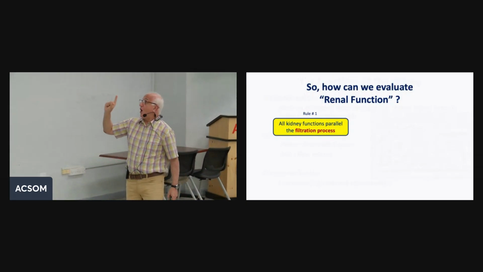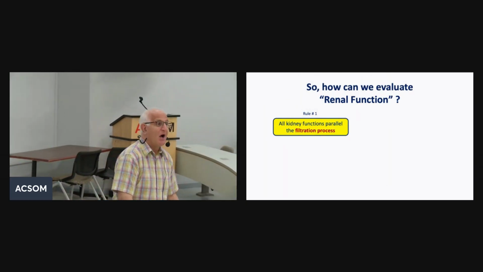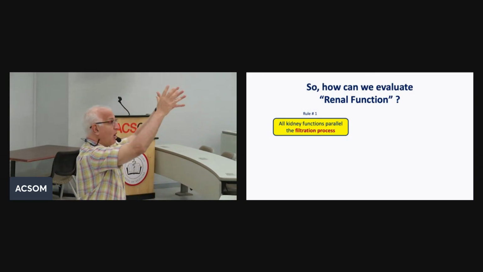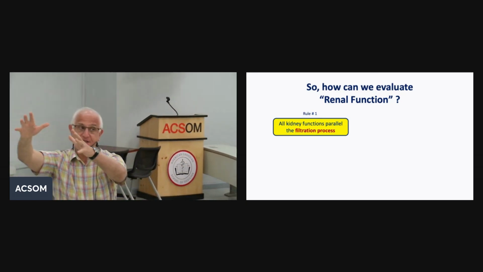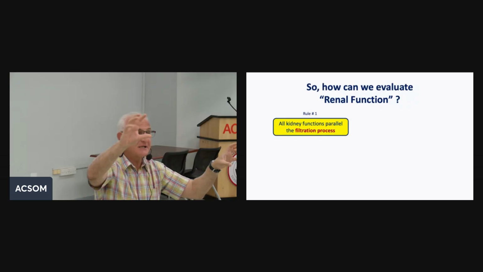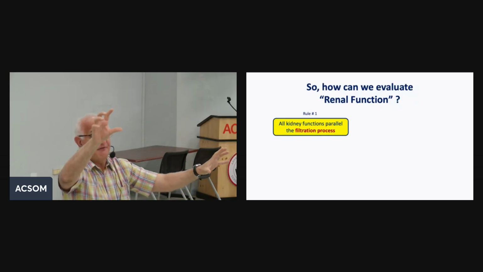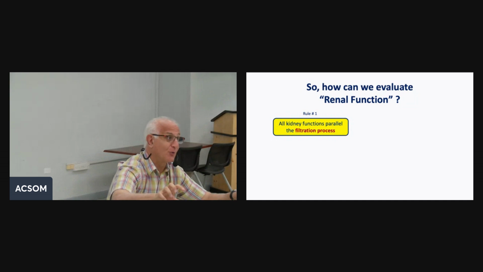Okay. How can we evaluate renal function? Rule number one: all kidney functions parallel the filtration. What am I saying here? I say, hey, these are all the list of the functions that a kidney has. Pick the filtration part. All others parallel with this. If it is great, these are great. If this is going down, the other ones are going down.